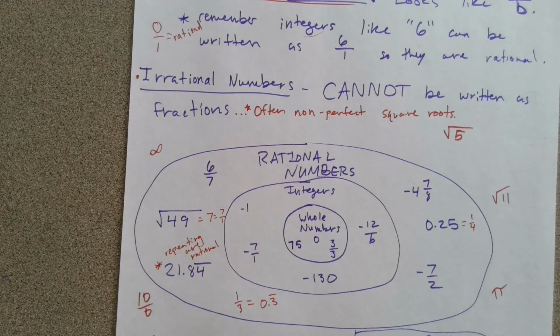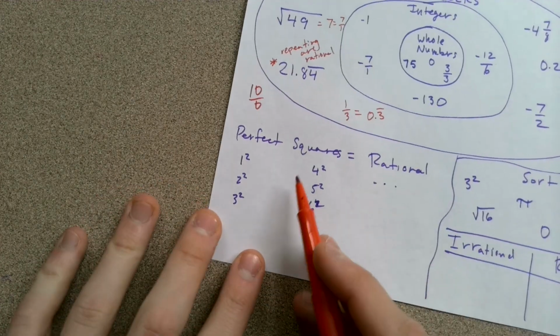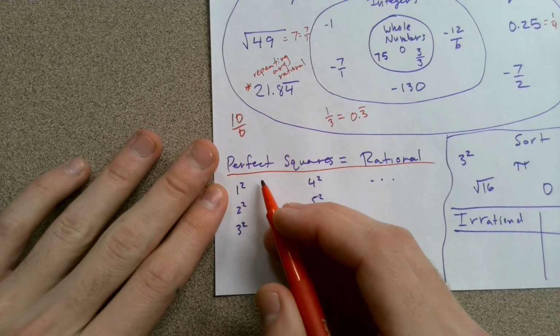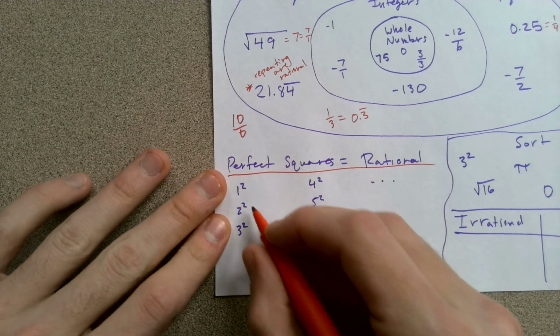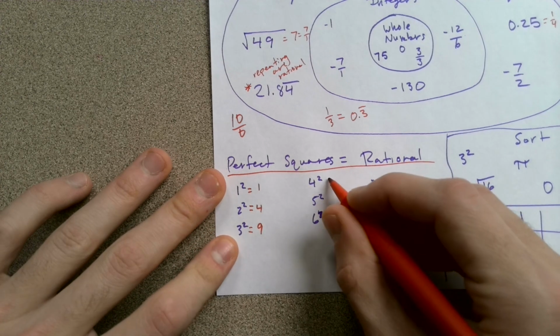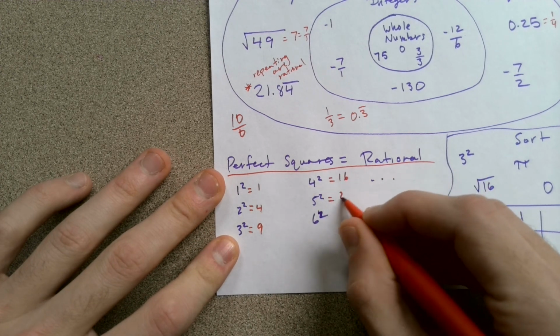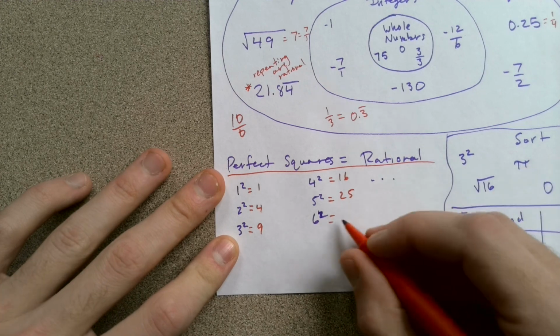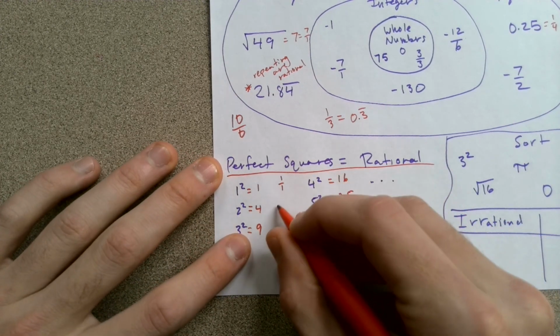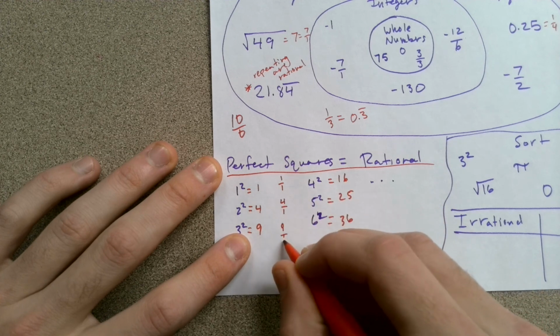Okay, so that's pretty much the gist of our entire lesson. Our one little tidbit that I'm adding here: perfect squares are rational. So that means 1 squared is going to be rational, 2 squared, obviously. These are going to be 1, 4, 9, 16, 25, 36, all rational numbers. We can put 1 underneath them, and they're all rational numbers.